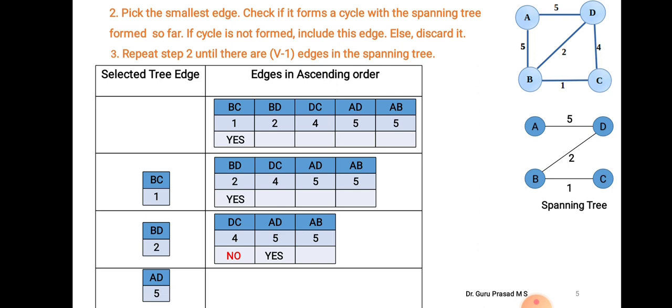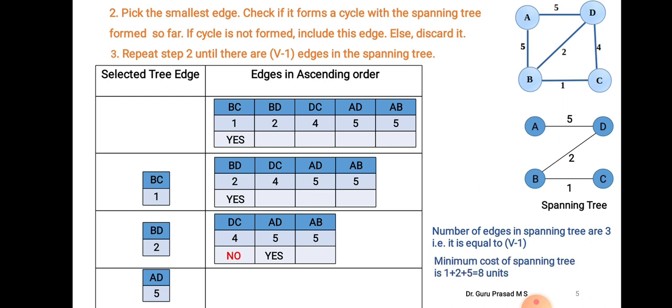Now, algorithm step 3: the total number of edges in the spanning tree is 3, which is equal to V minus 1. Next I am calculating the minimum cost of the spanning tree, that is, counting the edge weights. 1 plus 2 plus 5 equals 8 units.